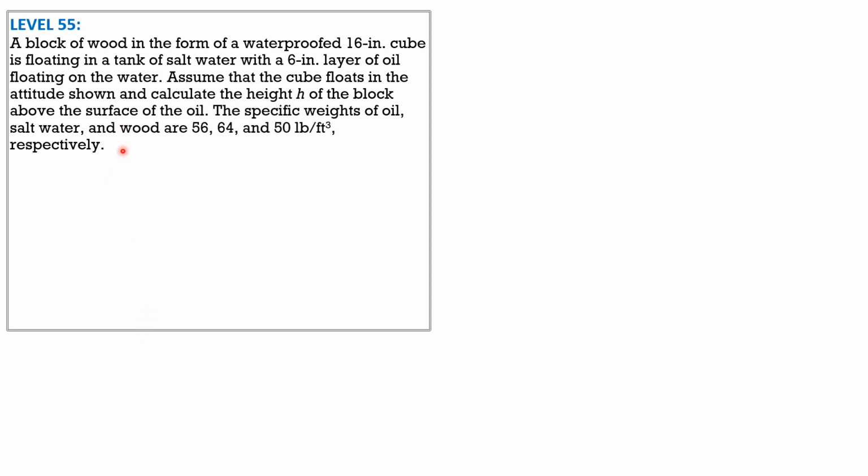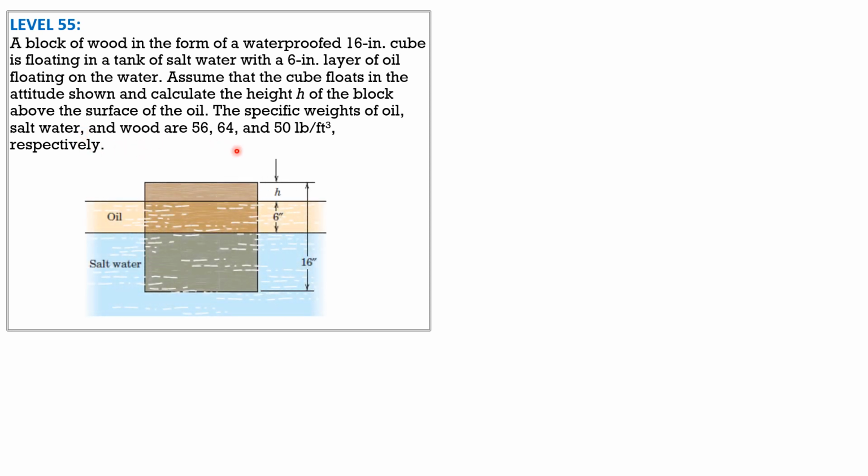Level 55. A block of wood in the form of a waterproof 16-inch cube is floating in a tank of salt water with a 6-inch layer of oil floating on the water. Assume that the cube floats in the attitude shown, and calculate the height h of the block above the surface of the oil. The specific weights of oil, salt water, and wood are 56, 64, and 50 pounds per cubic foot, respectively. So for the solution, we have the weight of the 16-inch cube block.